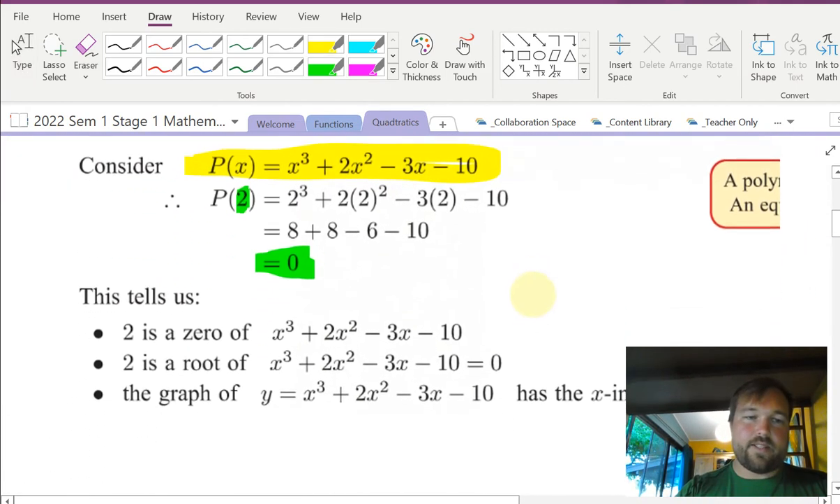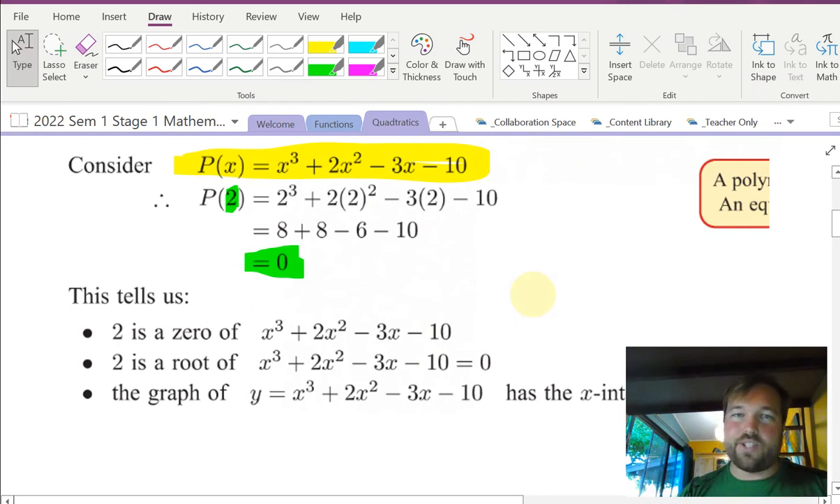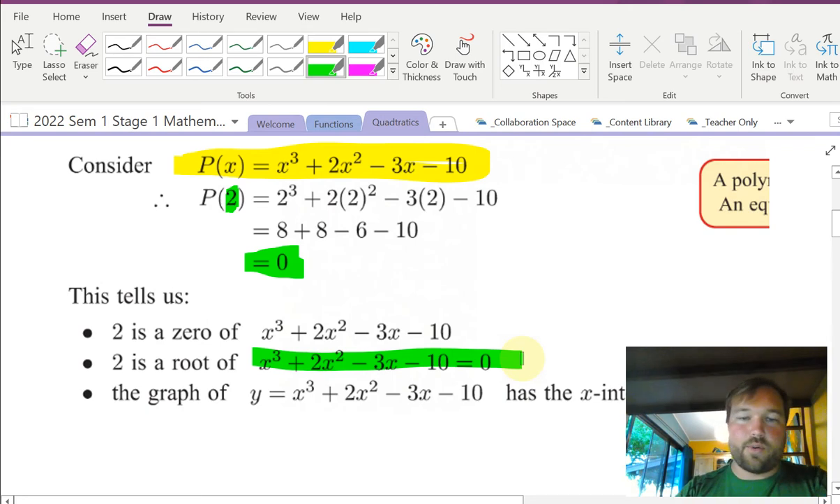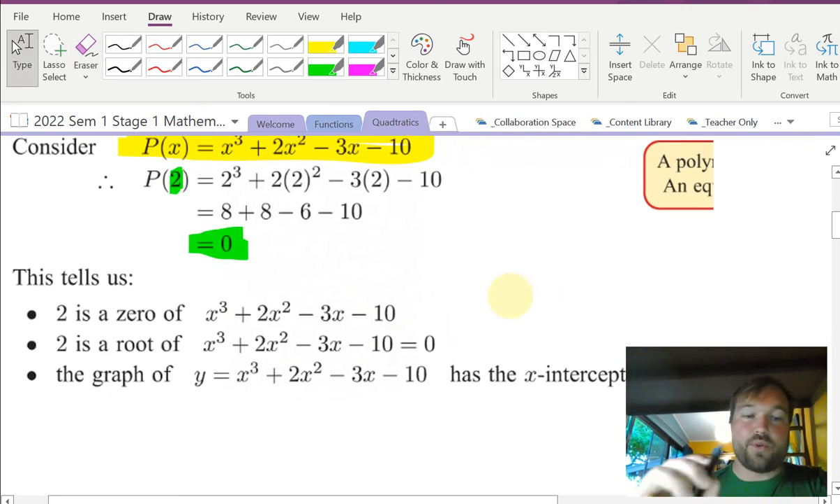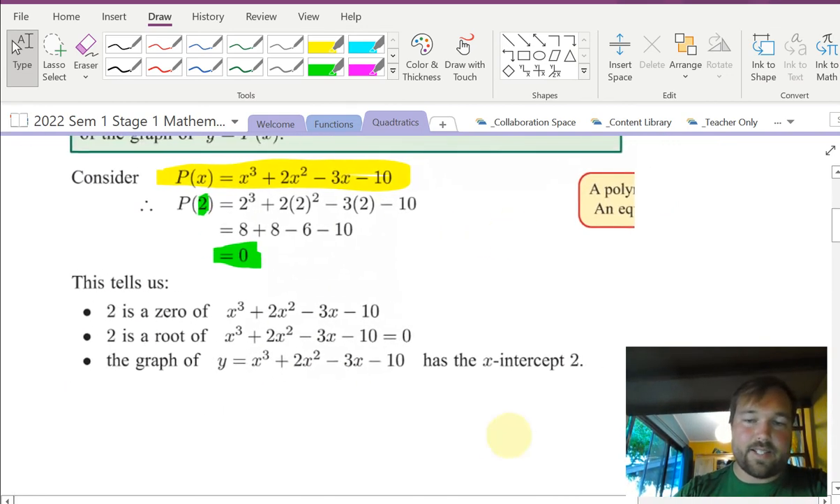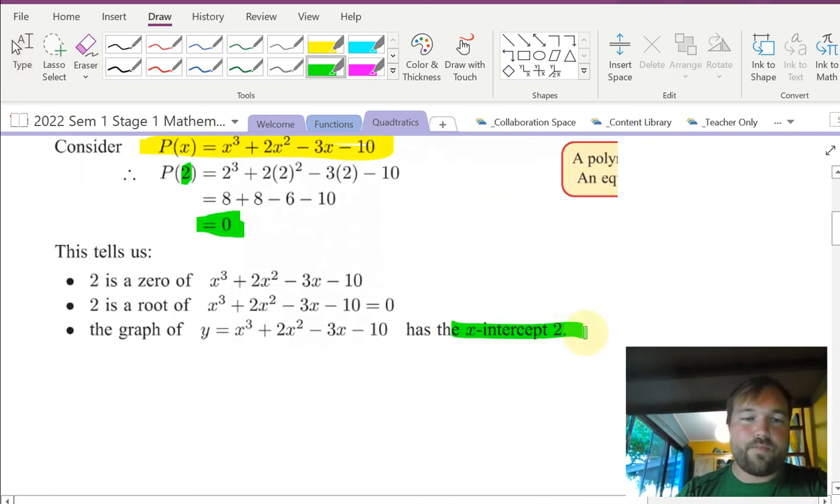What that means is 3 things, and they're all interchangeable. 2 is a zero of that. Note, without the equal sign, we call it a zero. 2 is a root of this. When we make it equal to 0, sub in 2, the sides are equal, it's a root. Also, if you look at the graph y equals that cubic, it has an x-intercept of 2. Because when y is equal to 0, you get the x-intercepts. Therefore, one of the solutions is 2.